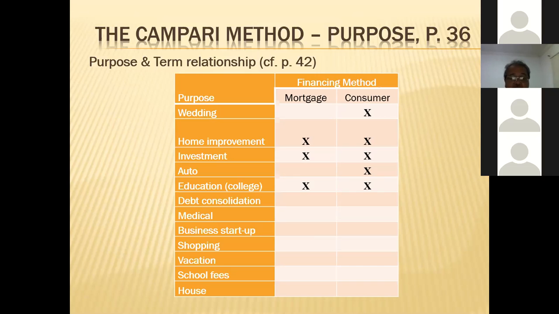Mortgaged. Okay, so college education, consumer or mortgage. Okay, debt consolidation. Consumer. Consumer, yes. What about mortgage? Would you consider debt consolidation for someone who has a mortgage, and under what circumstances?